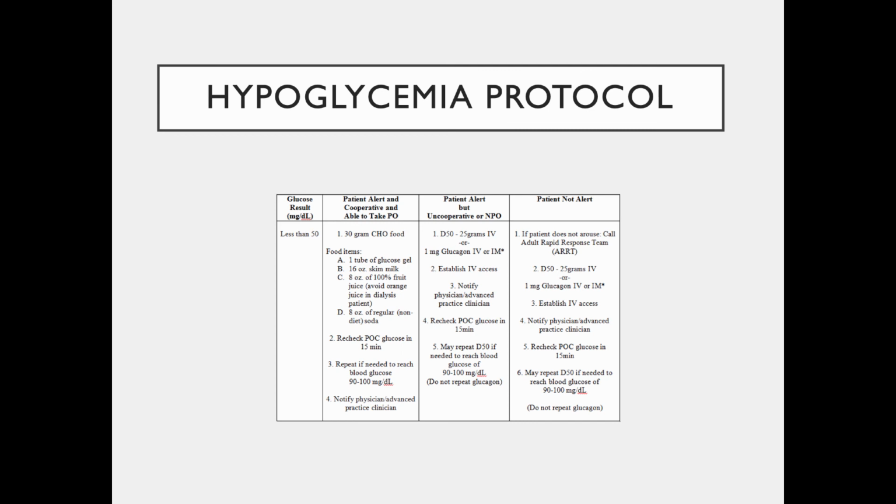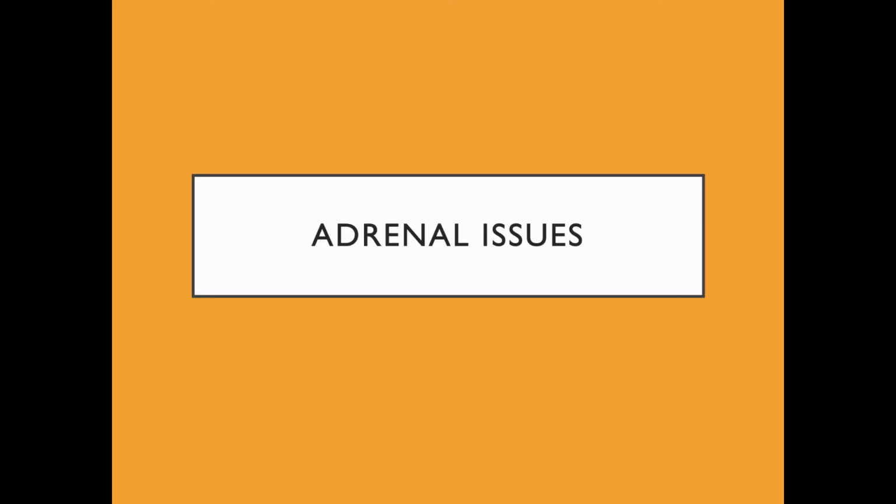This is the protocol then if the sugar is less than 50. So hypoglycemia needs to be dealt with right away. It can lead to coma if it's not dealt with. Thankfully, it's pretty easy to deal with it in an emergency. We just give a little sugar IV, and that alleviates the symptoms.